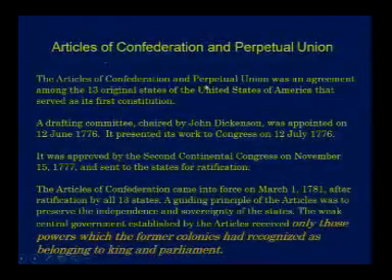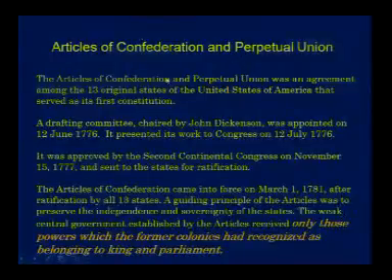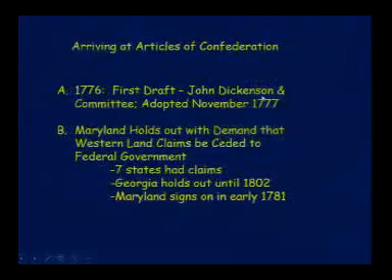Don't worry about the slide, just worry about the title on it. Articles of Confederation and Perpetual Union. We were really confident that we were going to last forever, I guess. It didn't give the Continental Congress much power. So a lot of things they couldn't do. John Dickinson's going to be responsible for forming a committee to write it.